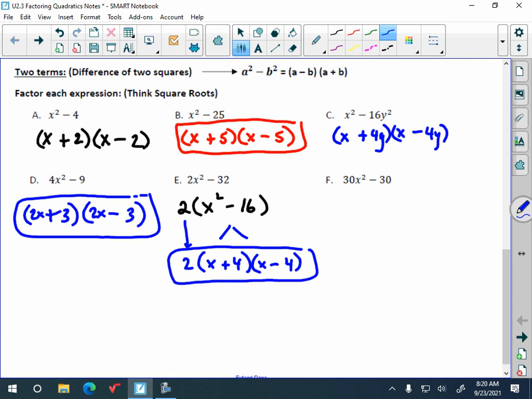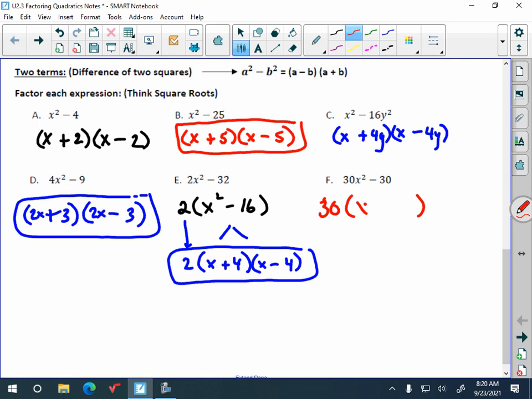All right, and then F, there's a GCF that we can factor out. What is it? 30. 30 goes into both of those. 10 does, but there's a bigger one. We always want to pull that biggest one, so it's going to be 30. So what's going to be left on the inside when we factor 30 out?